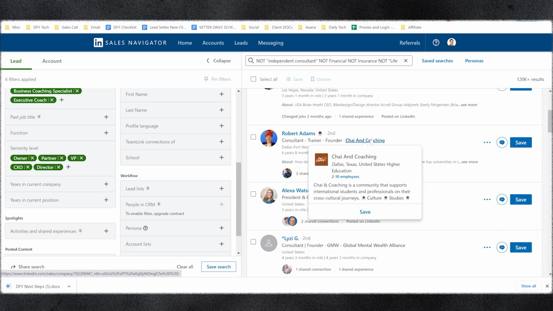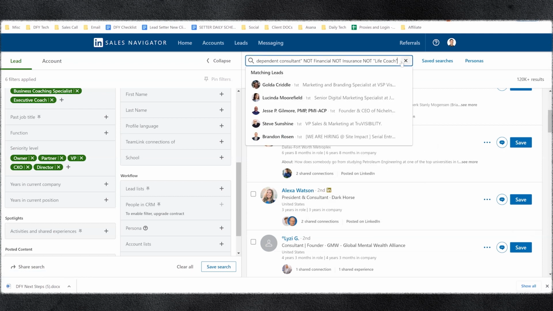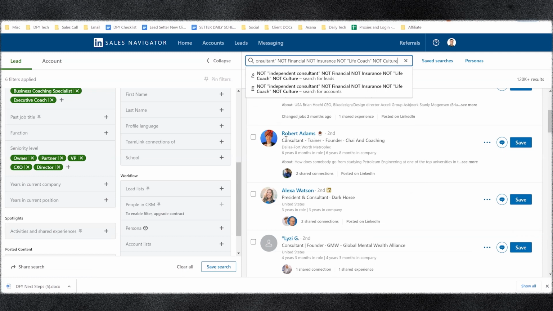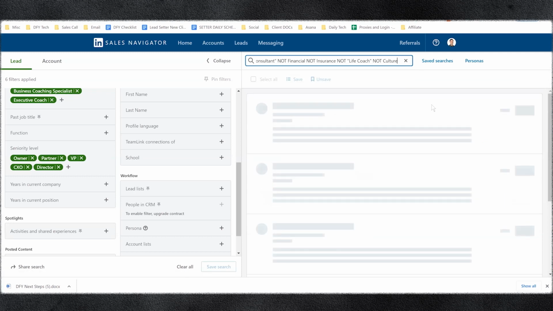So I don't like this one. This one's no good. I'm going to use the word culture and try to get rid of this. So this has culture here. I'm going to put not. Now let's look at where this lady is, or this guy is, Robert Adams. It should get rid of him, but it's not foolproof.